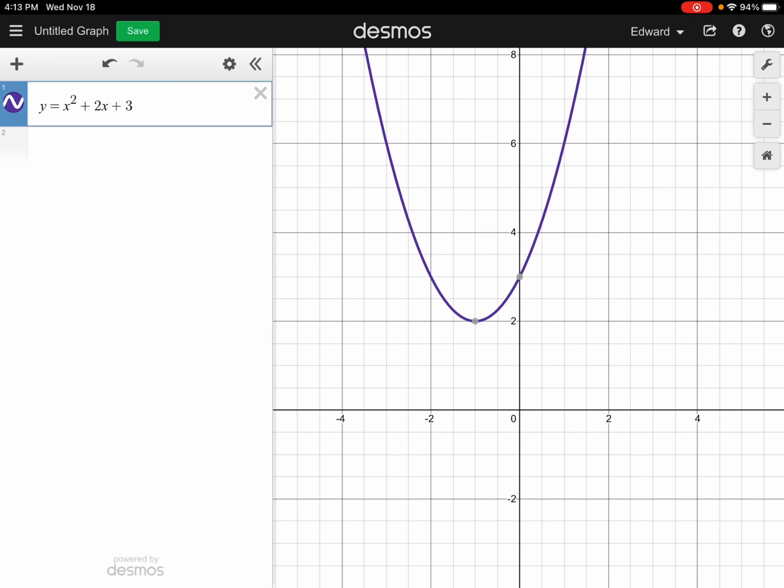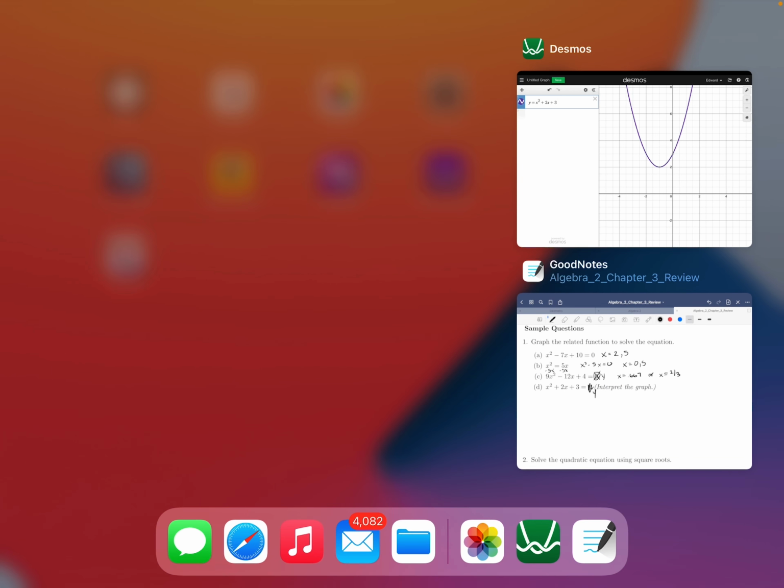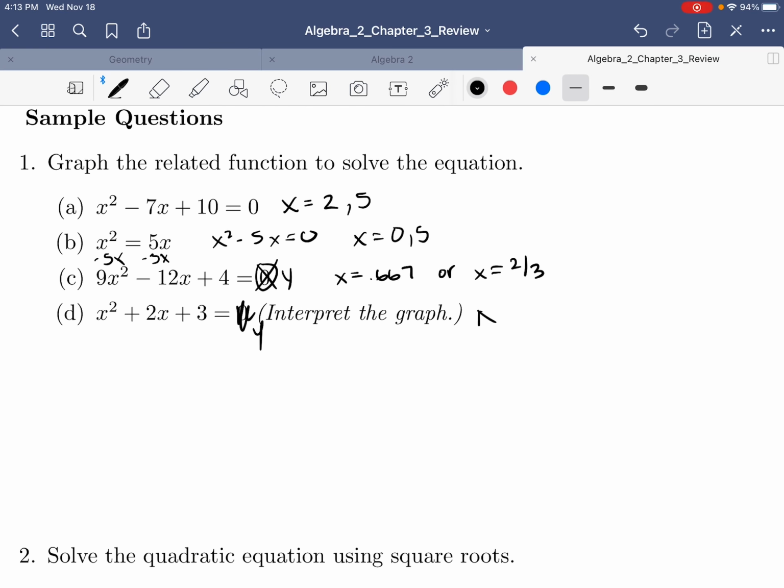So we need to interpret that graph. We're just going to say that that means there are no real solutions. That means the solutions are imaginary. Unfortunately, the graph won't find those solutions for us. So we're going to have to spend some time figuring out what they are.